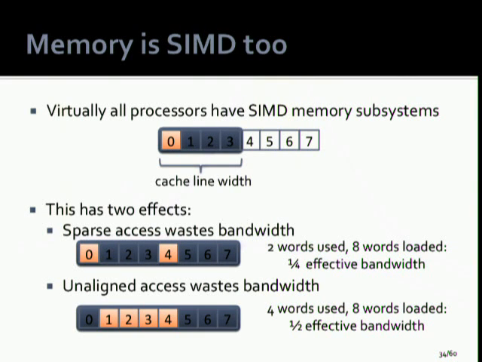If we load, for example, words 1, 2, 3, and 4, and we're never going to use 0, 5, 6, and 7 for anything else, the cache won't help us. We will have wasted half of our bandwidth. So we need to think about these things on CPUs. We also need to think about them on GPUs.